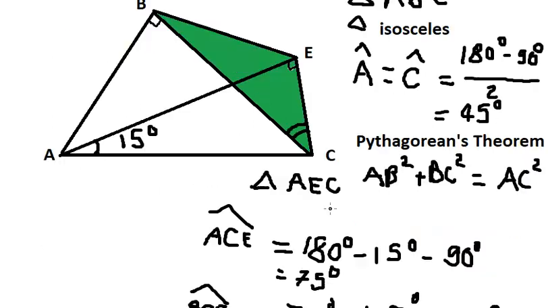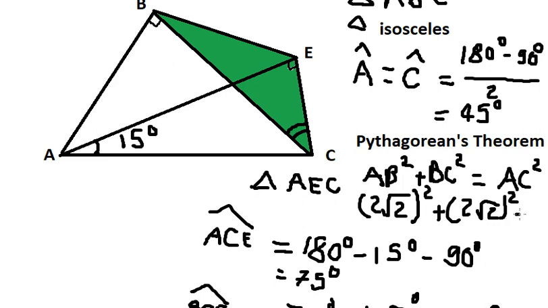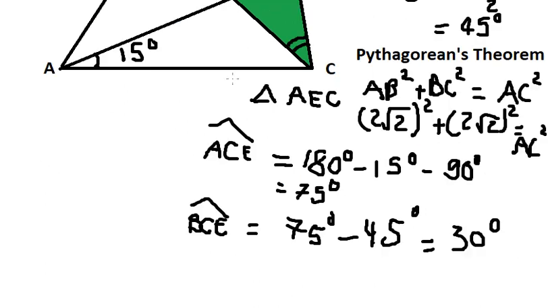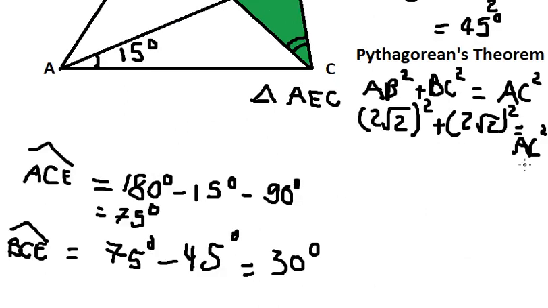So AB is 2 times the square root of 2, and BC is 2 times the square root of 2. Now we can find AC in here. So we calculate this one and you got 16. So we can find AC. We put the square root for both sides and we have number 4.